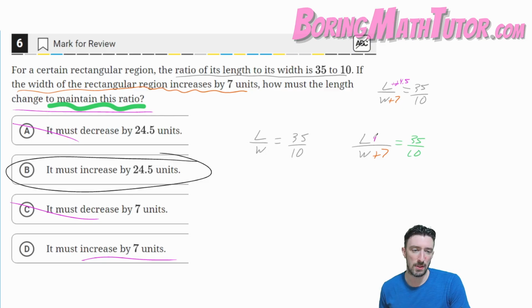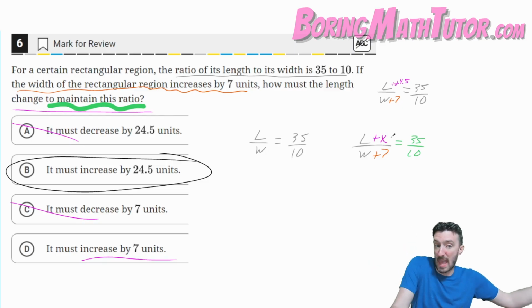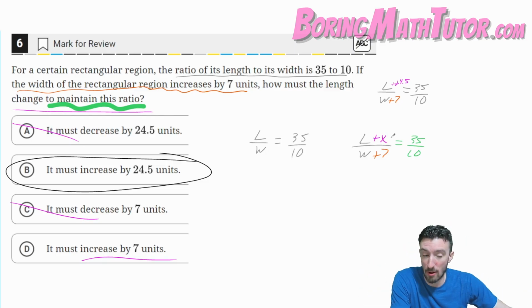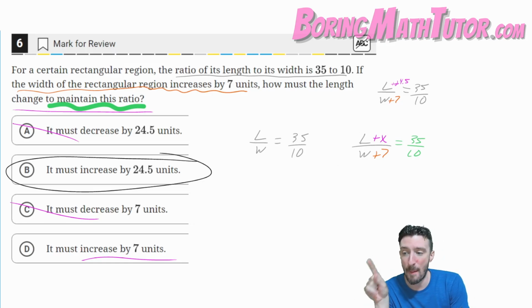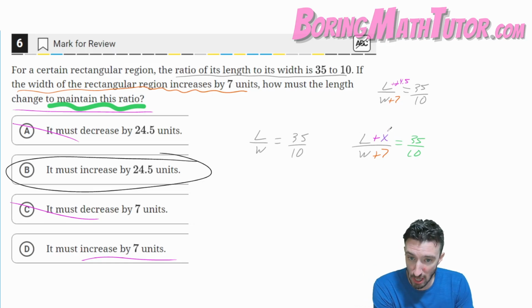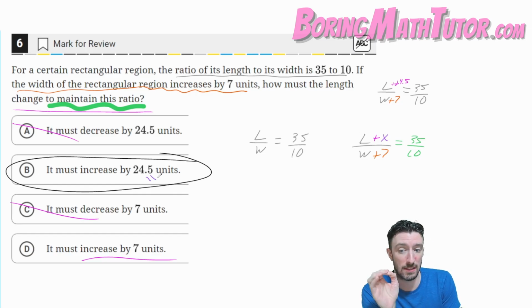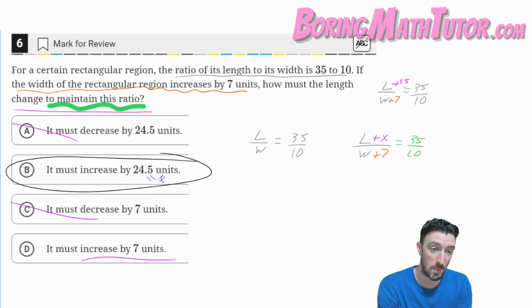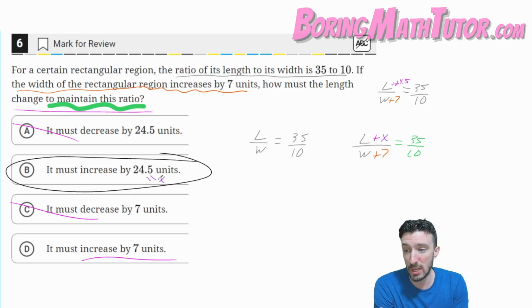Well, what needs to happen to the length is it needs to add by a certain amount, and I'm going to call that amount that it needs to add X. So we're going to try to solve for what X is, and let's hope it comes out to 24.5. Otherwise, I'm going to be embarrassed. Okay, so how would we confirm it?